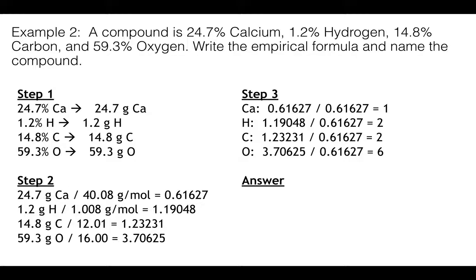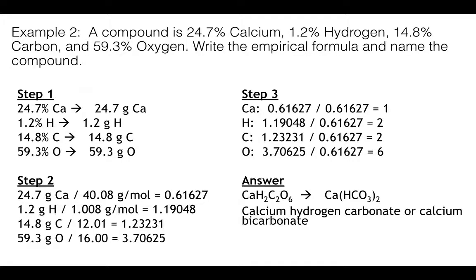Well, you would probably want to write CaH2C2O6. But H2C2O6 is not one of your polyatomic ions. But we can pull a 2 out. If we pull a 2 out, then we get HCO3, which is hydrogen carbonate. So we're going to get Ca(HCO3)2. So calcium hydrogen carbonate, or calcium bicarbonate. And we can do that because we know the charge of calcium is 2, which means we need 2 on the outside. So that's where that 2 comes from, on the outside of hydrogen carbonate.